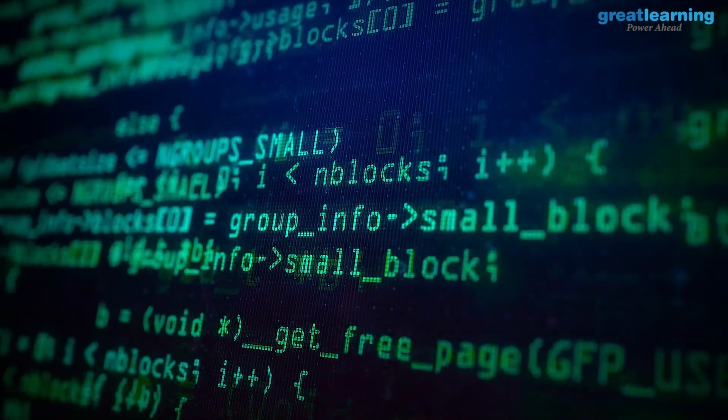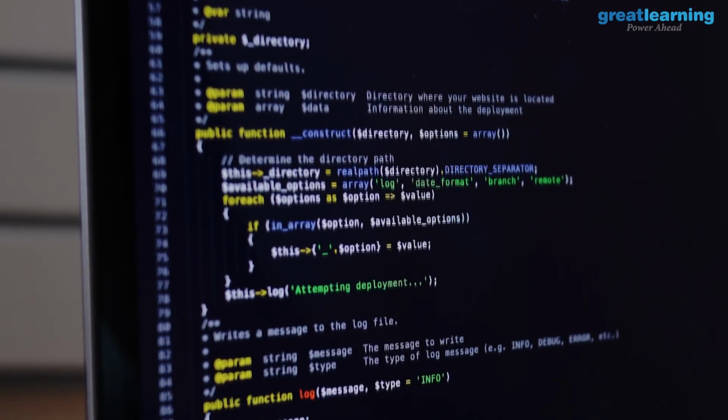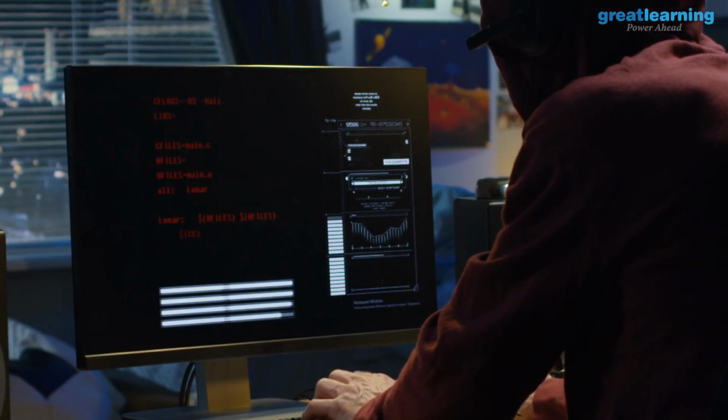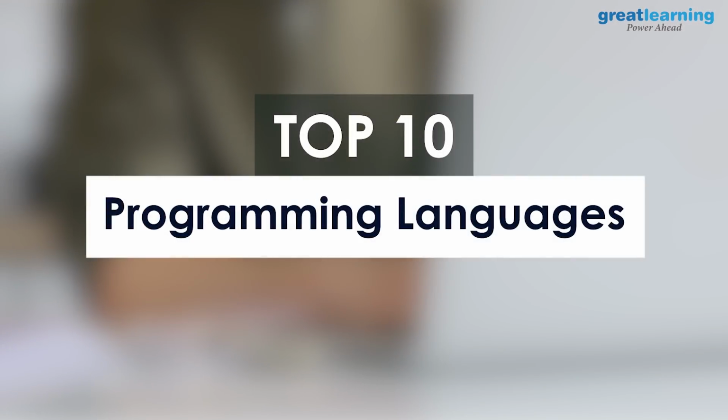With so many programming languages in the market, each having its own area of applications, it can be extremely difficult to pick one. Keeping this in mind, let's start with our top 10 programming languages that will rule 2021.